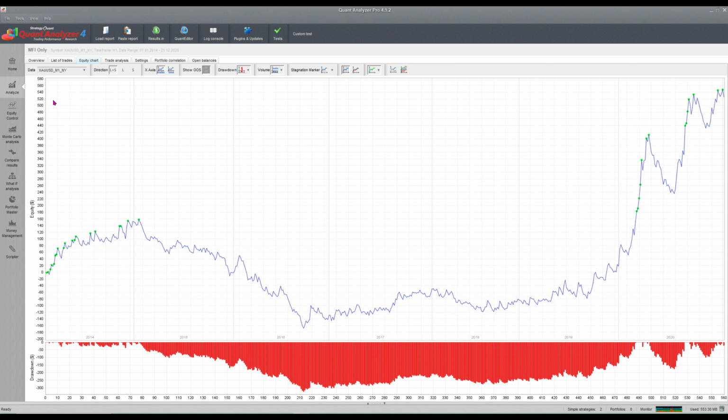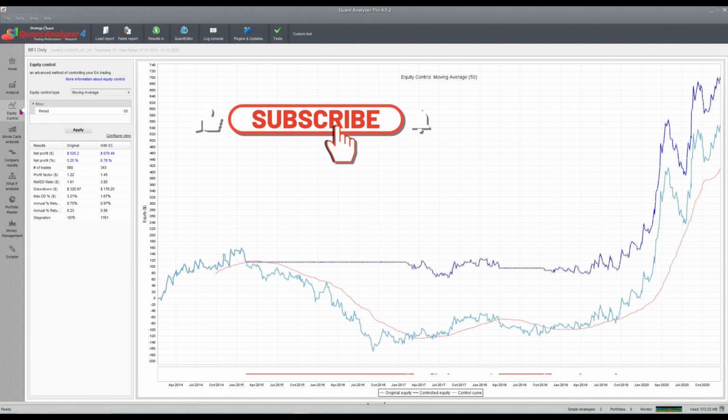If your equity curve has been faring well, you leave the strategy untouched. But if it goes into drawdown or stagnates, you may consider pausing the strategy. Here's an example in Quant Analyzer's equity control module.